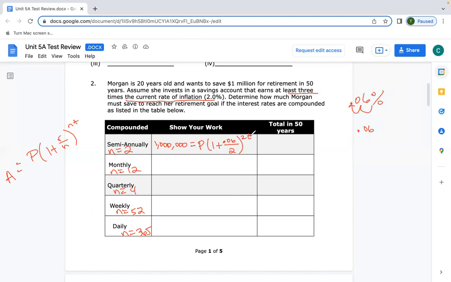And t is the only thing that we have left to plug in. Now, what was our t? Time. So how long is she wanting this to take? 50 years, right?